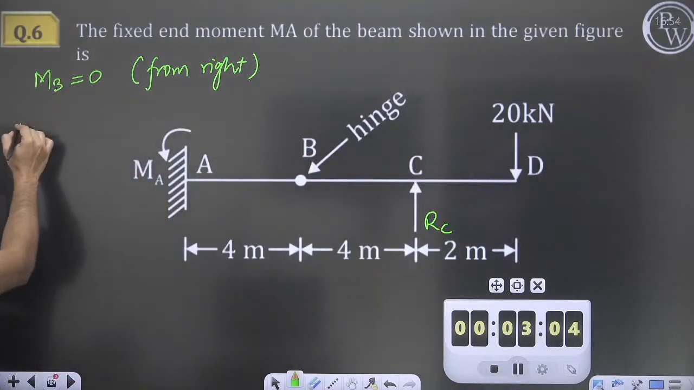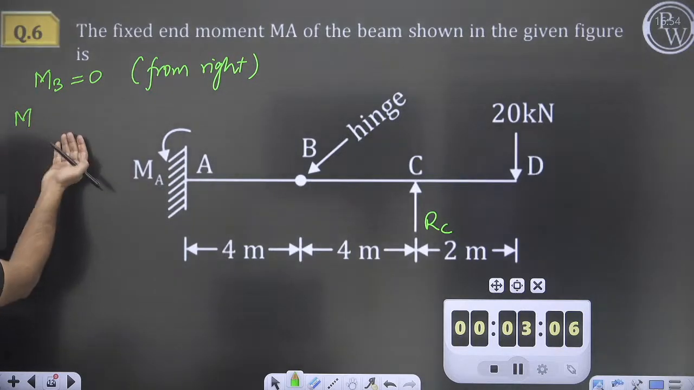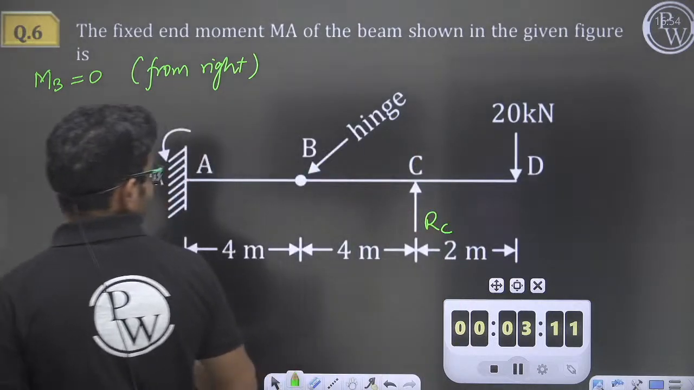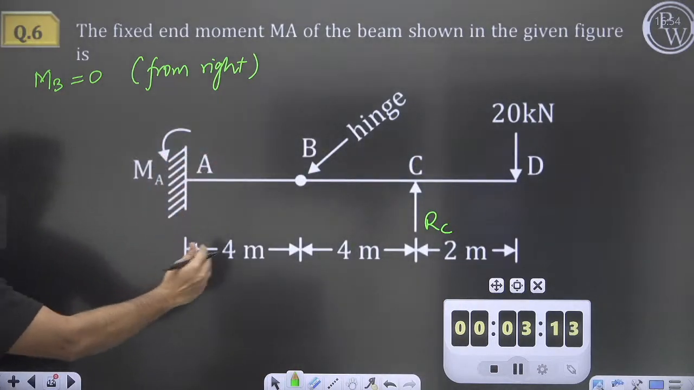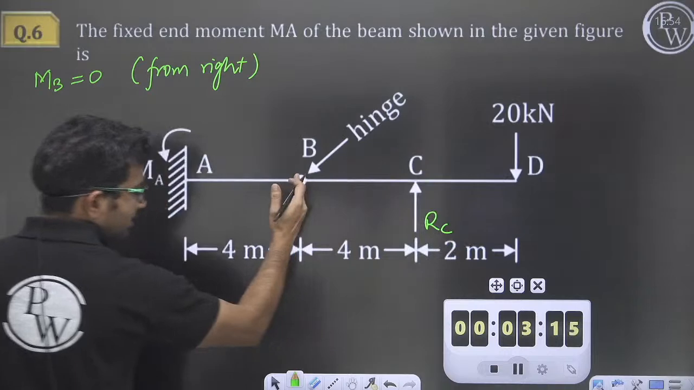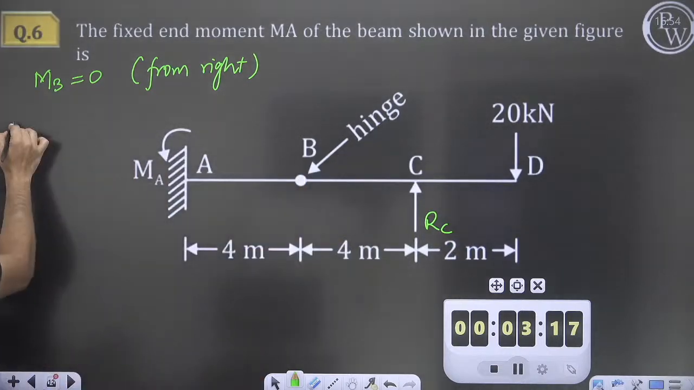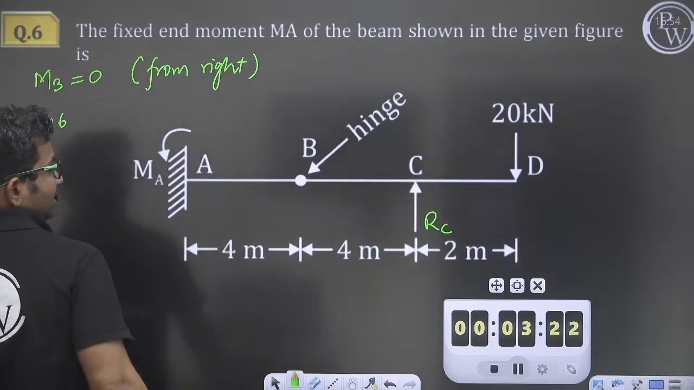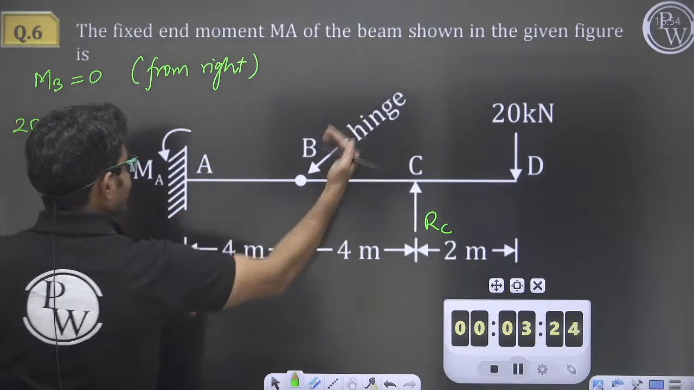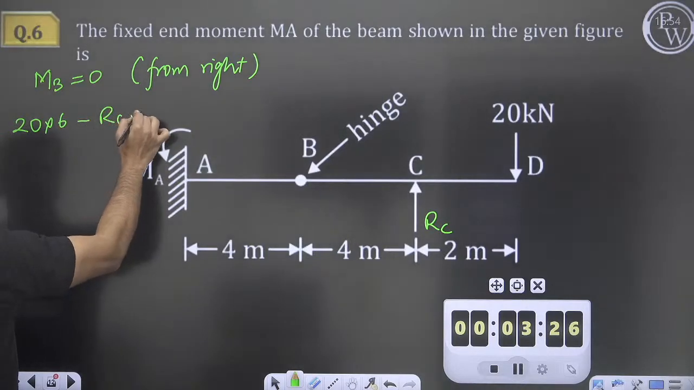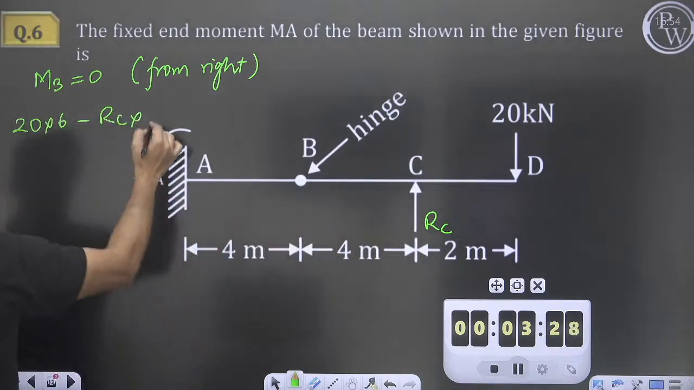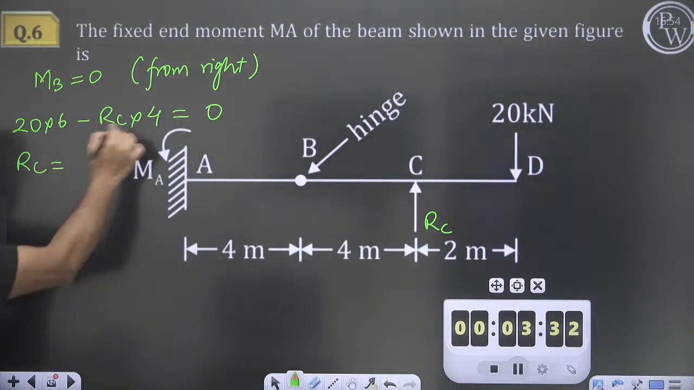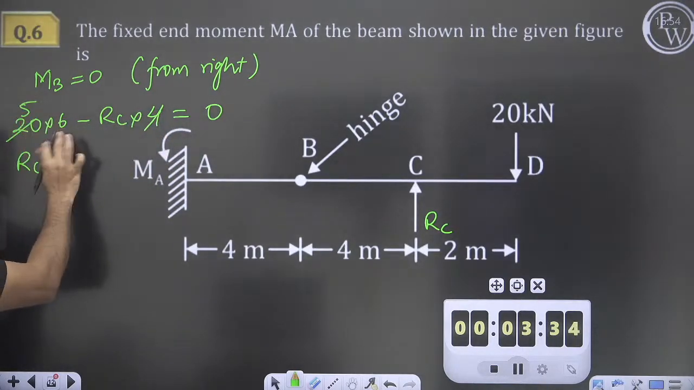So the bending moment will be 0. What will the bending moment be? It will be because of this 20 kilonewton and RC both. The distance of the 20 kilonewton is 6 meters. So 20 into 6, and this is clockwise. Let us take clockwise as positive, and RC will be anti-clockwise. So minus RC into the perpendicular distance, which is 4 meters, equals 0. So RC will come out to be 4 5s are 25.